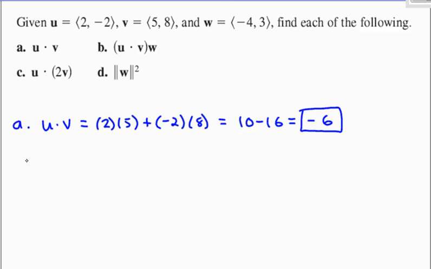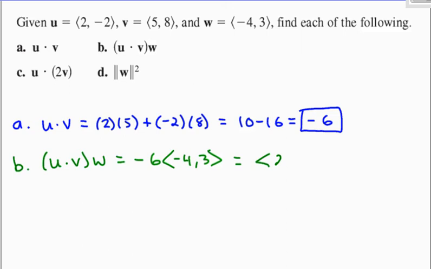Now, for part B, we want to do the dot product of U and V times W. Well, I know the dot product of U and V is -6, and then I'm going to multiply that by W, which is <-4, 3>. Whoops, I should have done the little vector symbols there. So if I distribute the -6 in here, I get <24, -18>.